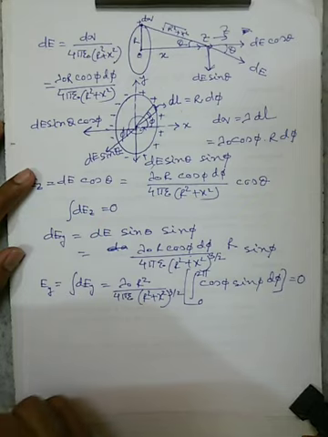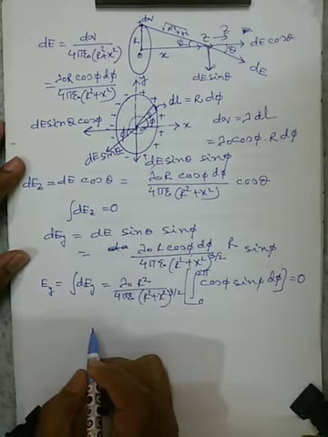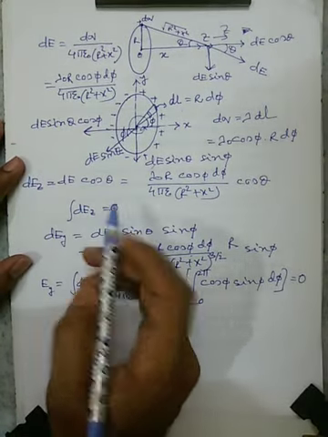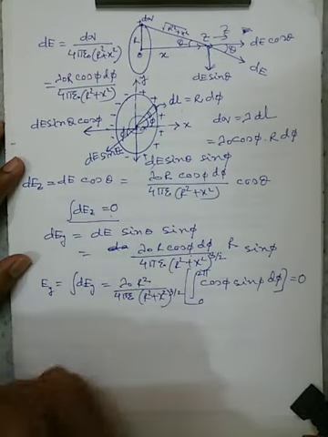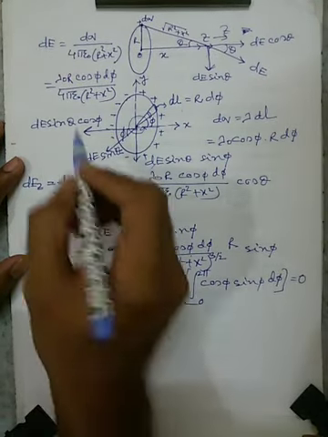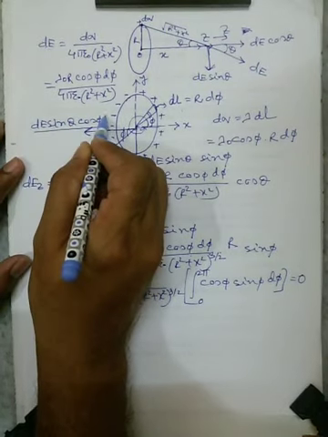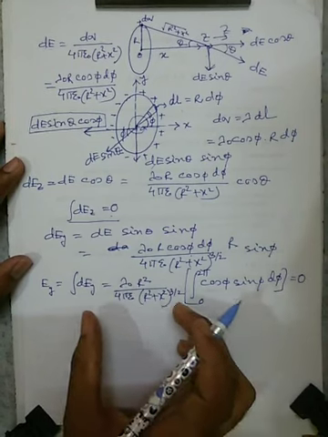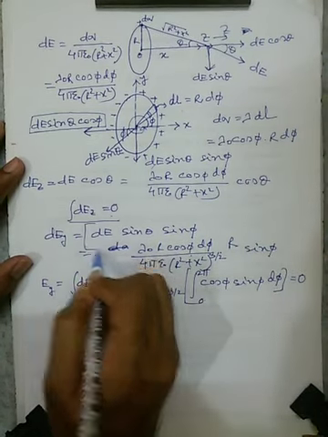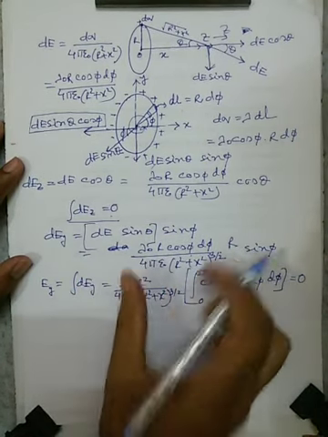The electric field along the z axis is 0. The electric field along the y axis is 0. Now we have to find the electric field along the x axis. The x component of the field is dE sin theta cos phi. We know the value of dE sin theta. This is the value of dE sin theta.